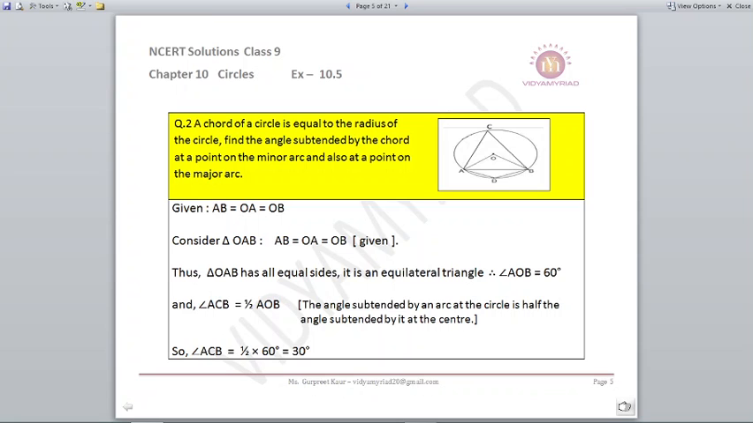Now they are saying find the angle subtended by the chord at a point on the minor arc and also at a point on the major arc. First understand what is minor arc and major arc. Angle ACB is the angle formed on the major arc, and angle ADB is the angle formed on the minor arc. Now what is ACB? We have just done. If AOB is 60 degrees, then ACB will be half of 60 degrees, that is 30 degrees.